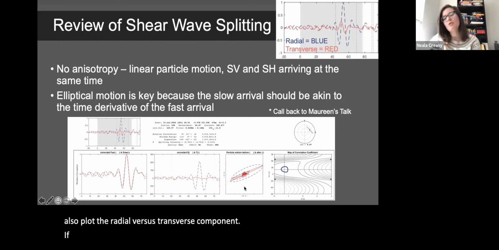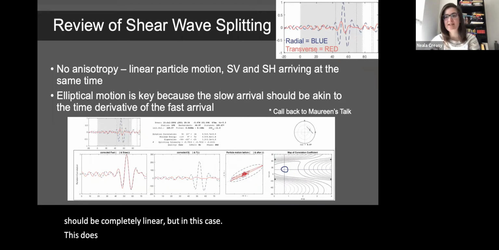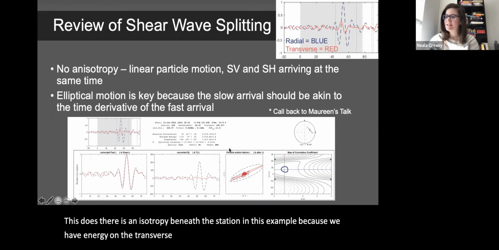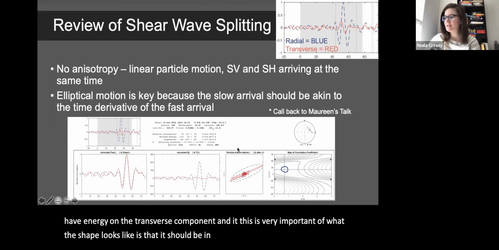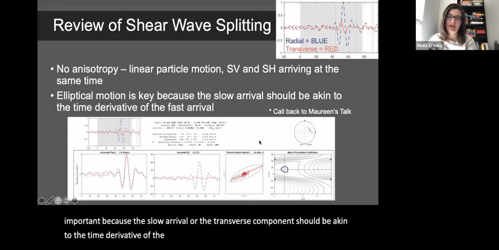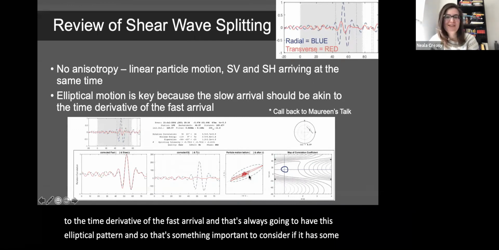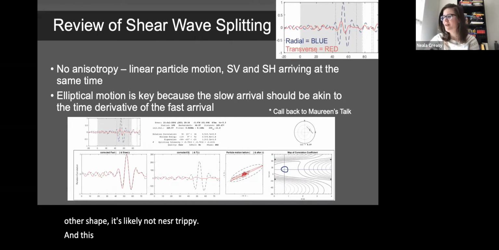If there was no anisotropy or no apparent anisotropy, then this particle motion should be completely linear. But in this case, there is anisotropy beneath the station, because we have energy on the transverse component. And what is very important is the shape, which should be an ellipse. This elliptical motion is important because the slow arrival, or the transverse component, should be akin to the time derivative of the fast arrival, and that's always going to have this elliptical pattern. If it has some other shape, it's likely not anisotropy, and this is just based on theory. Okay, so that's a review of that.